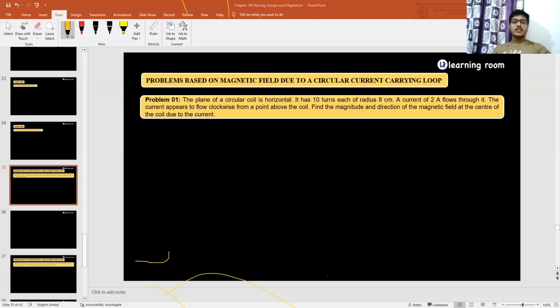So first of all, in solving any question, you need to write the given data. What we need to find? We need to find the magnetic field, right? What else do we have? We have n, the number of turns, that is 10. We have radius, that is 8 centimeter. We should convert it into SI unit, 0.08 meters. Then we have current, I is equal to 2 ampere. The current appears to be clockwise.